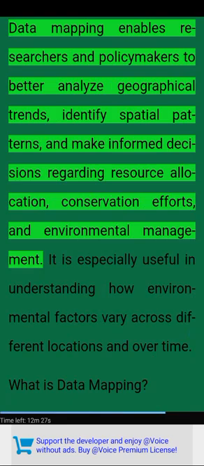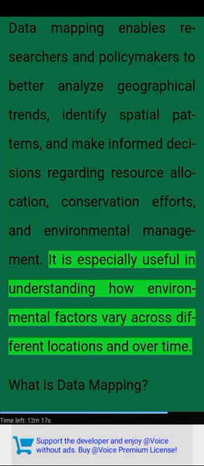Data mapping enables researchers and policymakers to better analyze geographical trends, identify spatial patterns, and make informed decisions regarding resource allocation, conservation efforts, and environmental management. It is especially useful in understanding how environmental factors vary across different locations and over time.